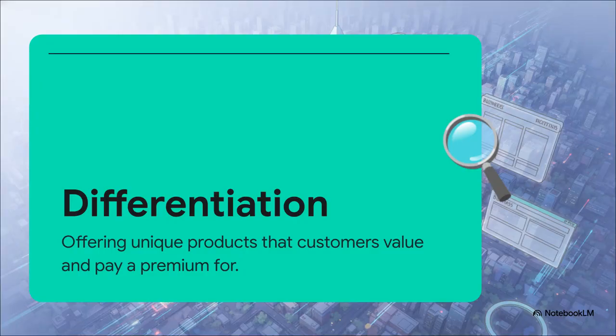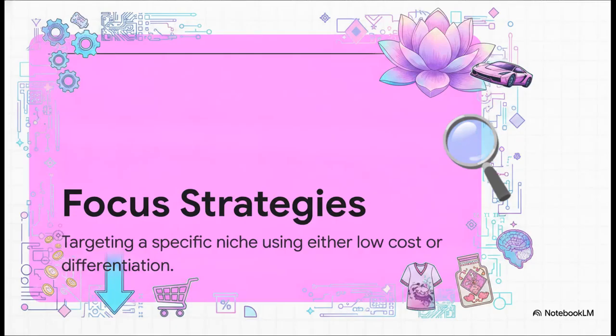Now flip that. Over in the top right, we have differentiation. You're still going after that big broad market, right? But instead of slashing prices, you're standing out with something incredibly unique. You definitely don't have to be the cheapest here. In fact, you get to command a premium price because your customers absolutely value the product and will willingly pay more for it.